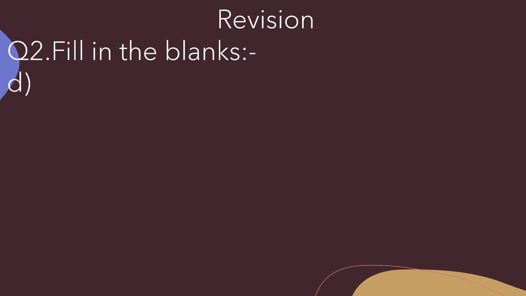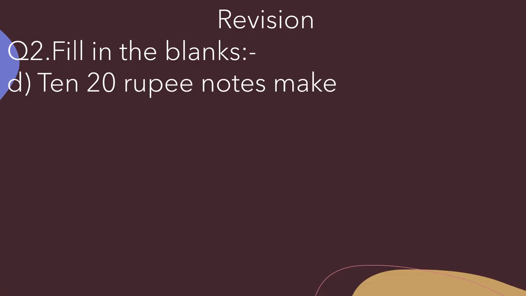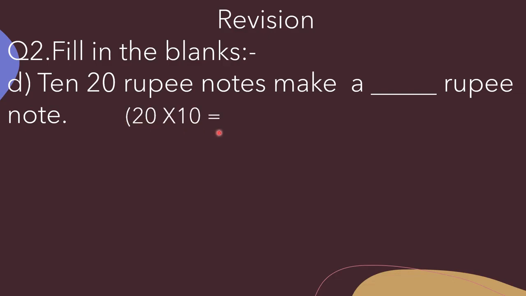Now in D part, it is given 10 20 rupee notes make a dash rupee note. So here beta we have given 10 notes and the amount of one note is 20 rupees. So to find out the total, we will multiply 20 by 10. Okay, so that is equal to 200. Okay, so when we calculate the amount of 10 notes of 20 rupees, we find a one note of 200 rupees. So here we will write 200 rupees. Understood beta?